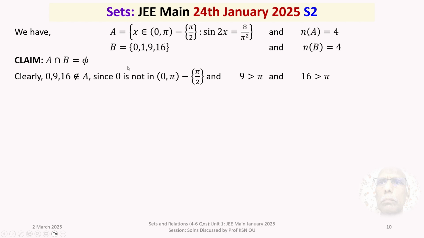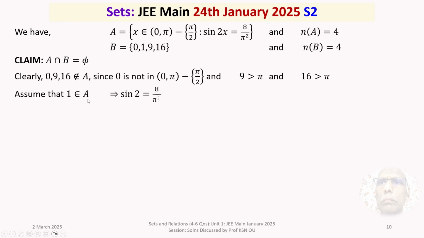0 is not there by definition. And you also note down 9 is greater than pi, 16 is greater than pi. So 9 and 16 also don't belong to A, because in this interval they lie beyond 0 to pi. So the only question is whether 1 belongs to A or not. What are we trying to say is, what are the common elements between A and B?